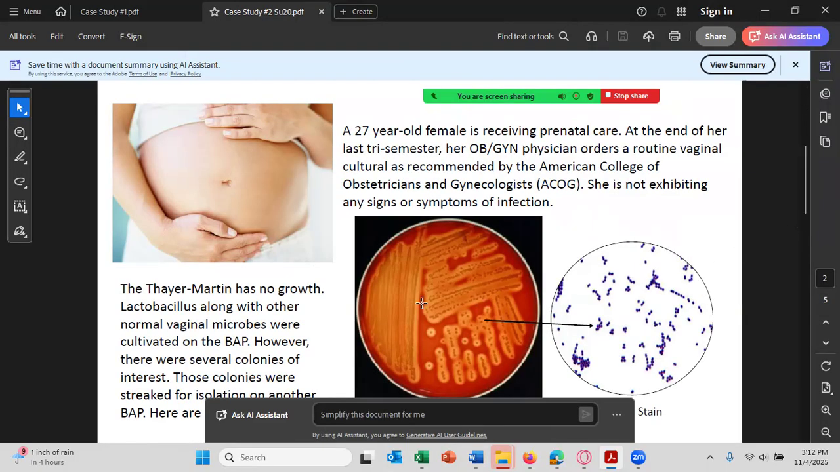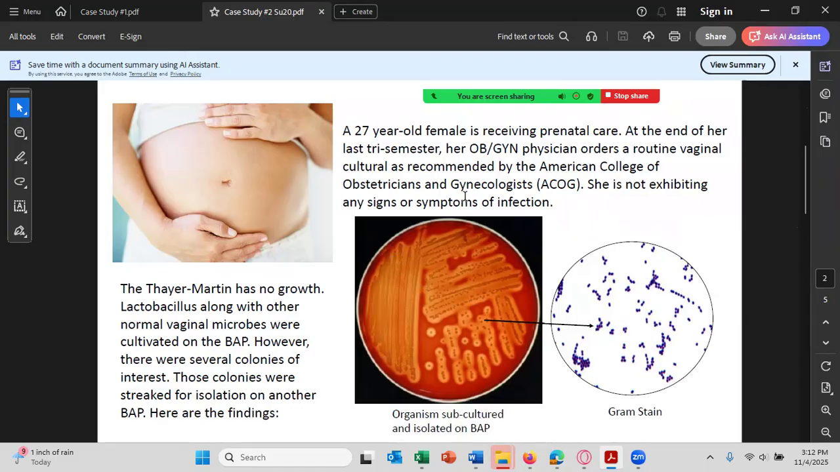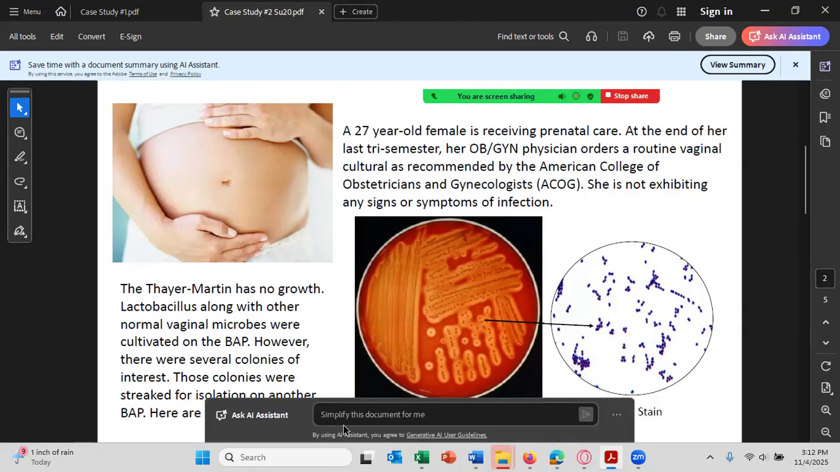A 27-year-old female is receiving prenatal care. The physician orders a routine vaginal culture. She is not exhibiting any signs or symptoms, so it's just a routine culture. The Thayer Martin has no growth. Lactobacillus with other vaginal microbes were cultivated on BAP. However, there are several colonies of interest. These colonies were streaked for isolation on another blood agar plate. And here are the results.